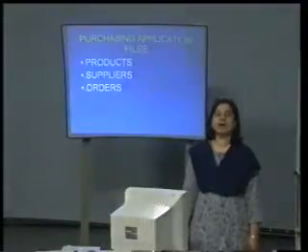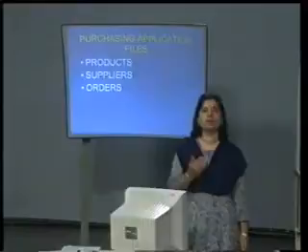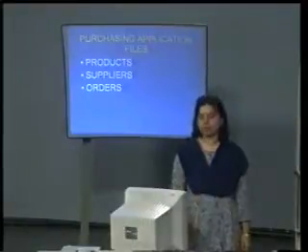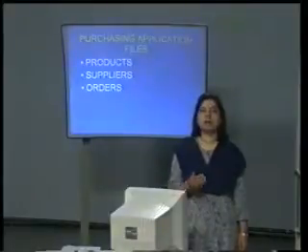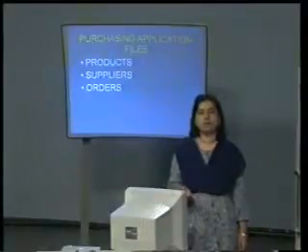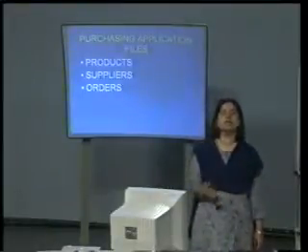For example, the purchasing application files are the products file, suppliers file and orders file. The products file is going to have the data related to the products which the business organization is procuring from the suppliers and supplying to the customers. The suppliers file will have all the data pertaining to the suppliers from where the products are being procured, and the orders file will have data regarding which orders have been placed, which orders have been executed and which orders are yet to be executed.